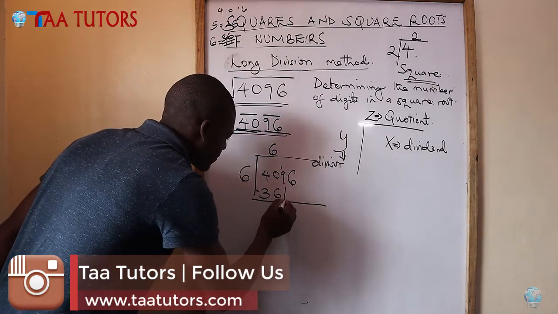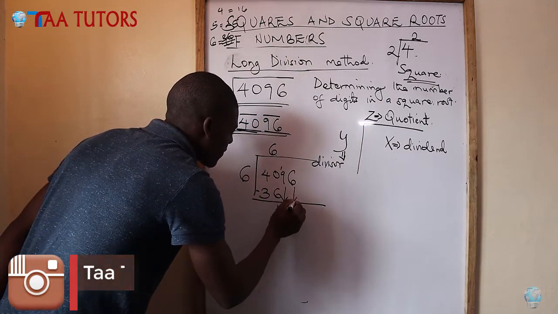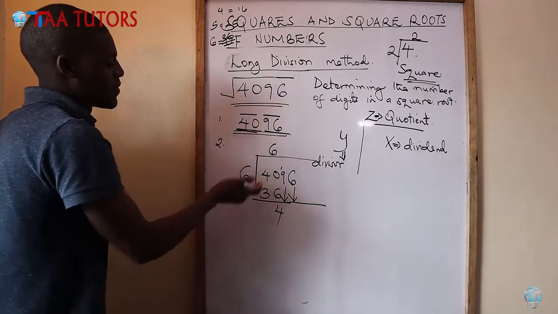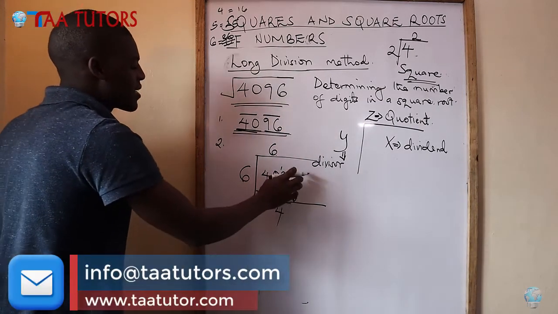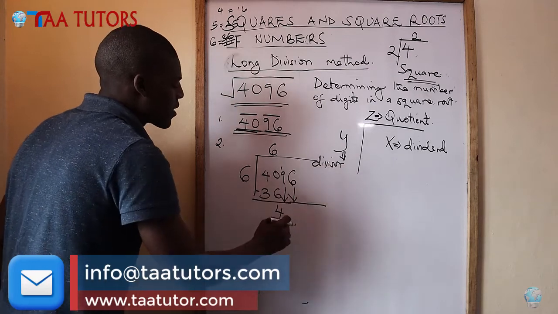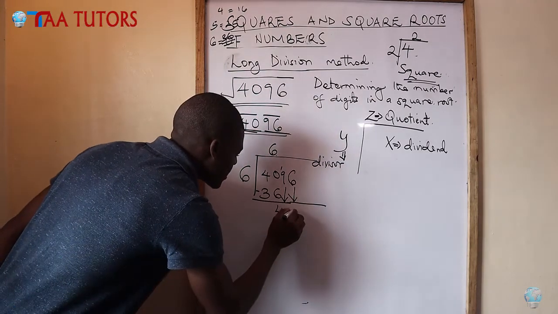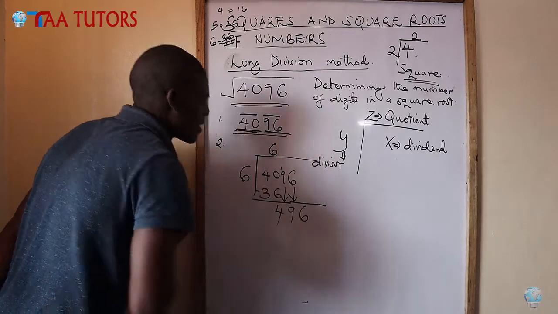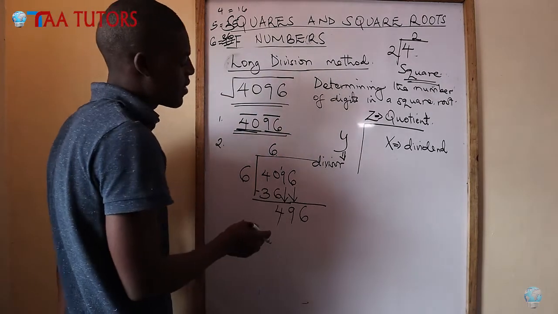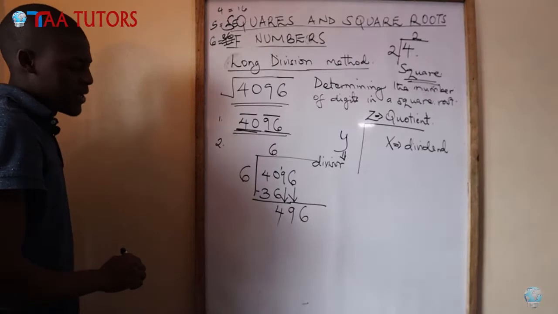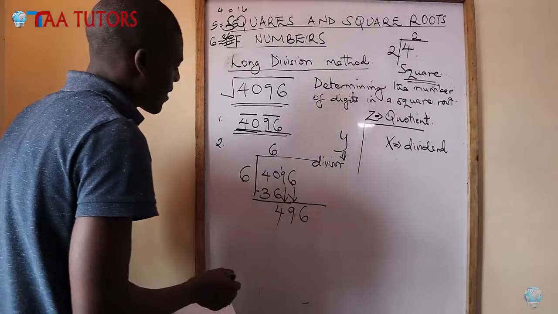Now here, after getting the difference, we will go ahead to drop the values of the second pair to the right of the difference. This is the difference after subtraction. Now we are taking the values of the second pair, we are dropping them to the right of the difference we are getting. That will be 96. So down there we are having 496.